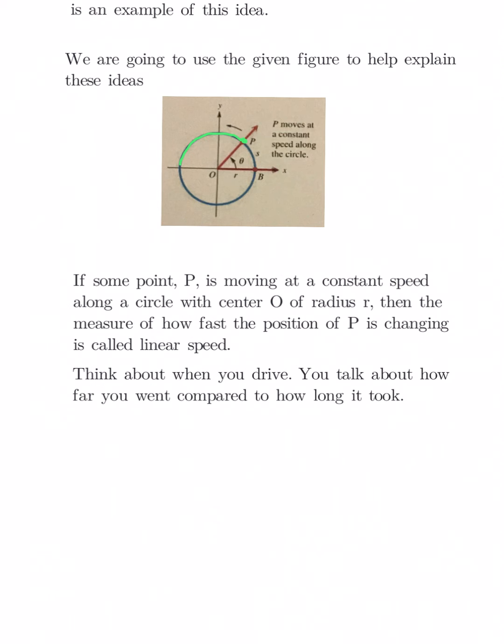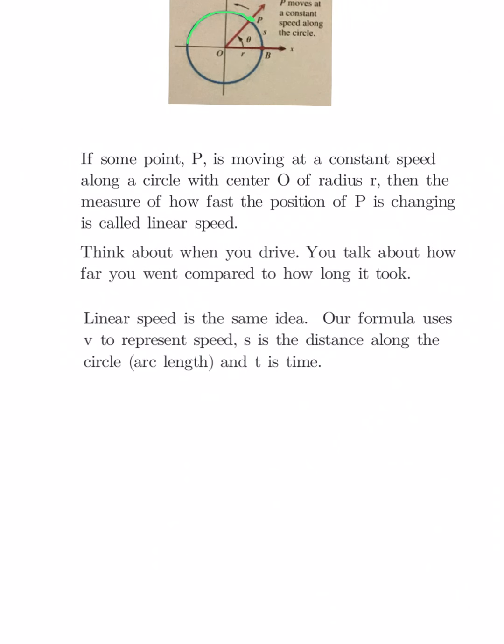Think about when you drive. You talk about how far you went compared to how long it took. I drove 25 miles in 10 minutes. Linear speed is the same idea. Our formula uses V to represent speed. You can think of that as velocity. S is the distance along the circle, so it's your arc length. And T is time. So we have our linear speed formula of V equals S over T.